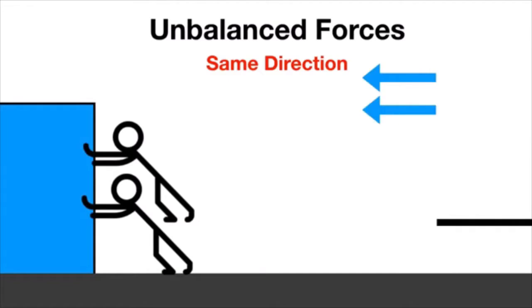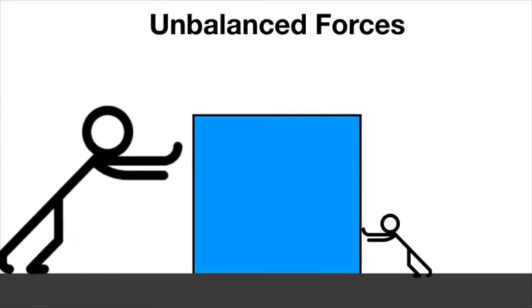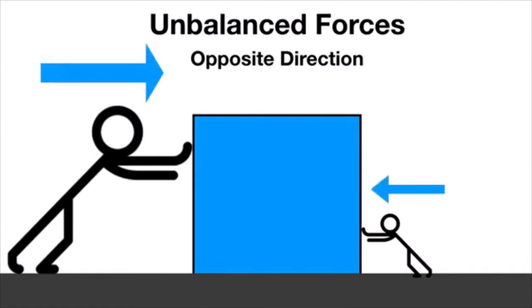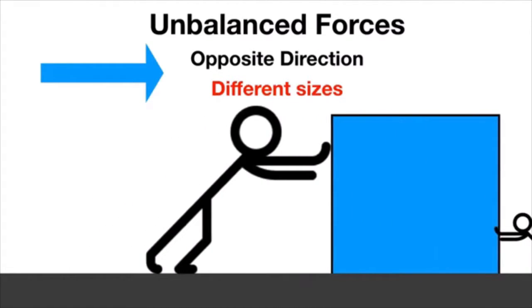Here's another example. If you push the box, but your friend comes to push on the other side, you're pushing from opposite directions. But we can see your friend is much bigger. He will be able to put down a much bigger force than you will. Because your forces have different sizes, these are unbalanced forces. If you both push, the box will move because your friend is pushing harder.